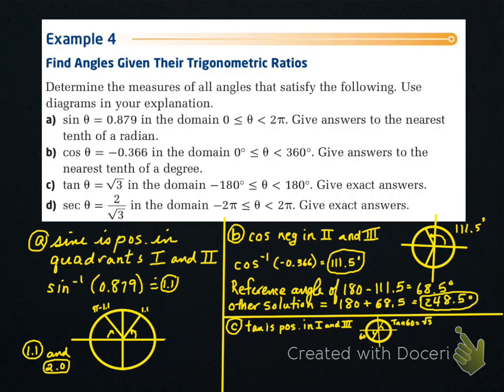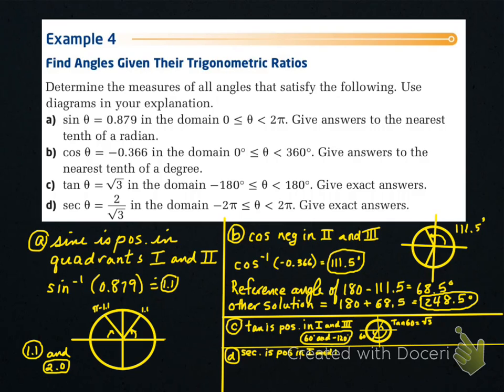Lastly, for C, tangent is positive in quadrants 1 and 2. Those are drawn there. We know that the tangent of 60 is √3. So there's our 60 degrees, and it's going to be our reference angle. So that means it's going to be 60 degrees, and for our domain that goes from -180 to +180, -120 degrees.